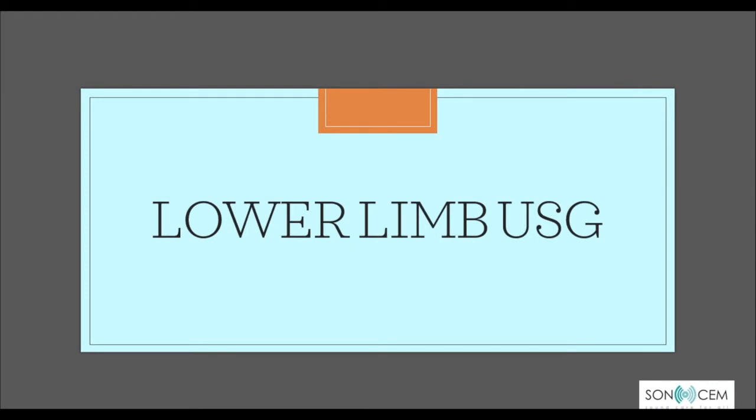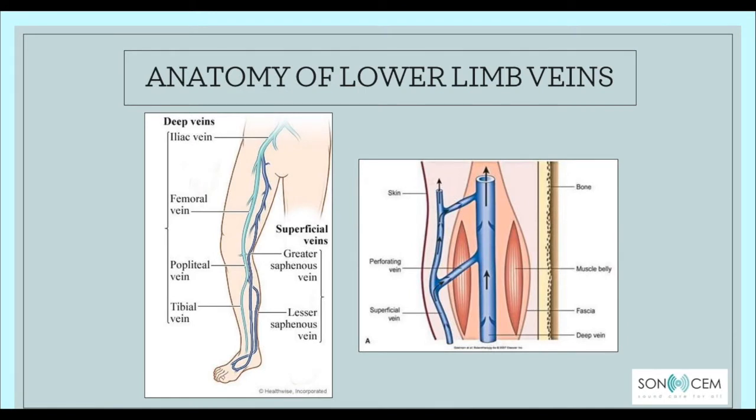So next, we will proceed with ultrasound of the lower limb. First of all, we need to understand the basic anatomy of lower limb veins. Veins are divided into deep and superficial veins, and in between these two are the perforating veins, which drain blood from the superficial into the deep veins. The deep veins comprise the iliac vein, femoral vein, popliteal vein, and tibial vein, while the superficial veins consist of the greater saphenous vein and lesser saphenous vein.